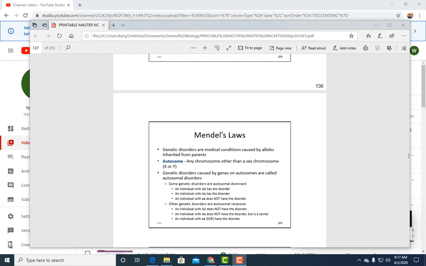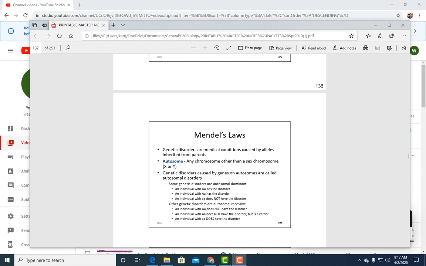So autosomes are chromosomes 1 through 22 in humans that are not the sex cells. They don't determine gender. They are what we call body cells. They are autosomes. They are not the sex chromosome.